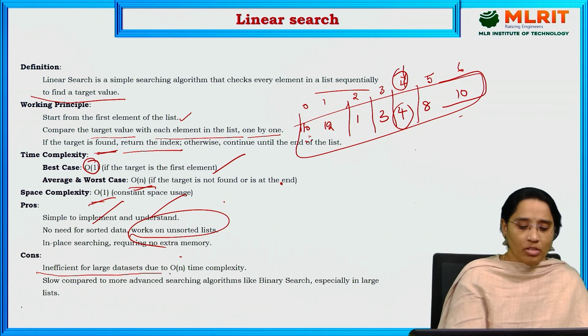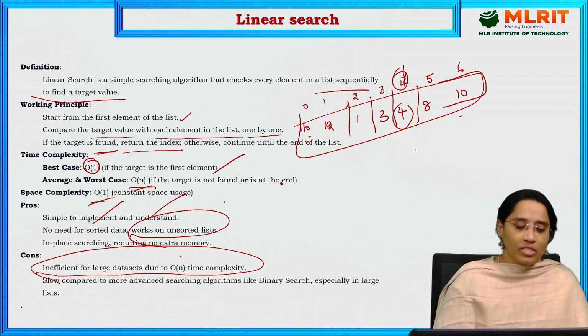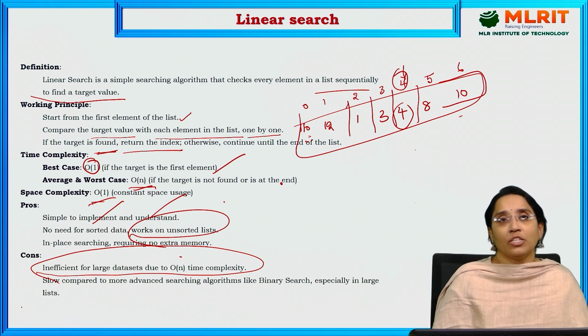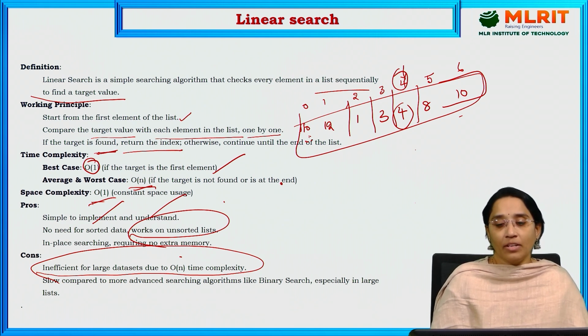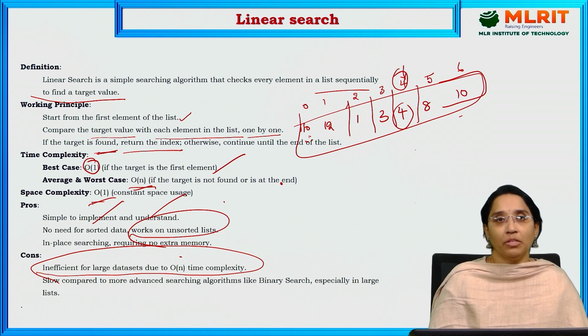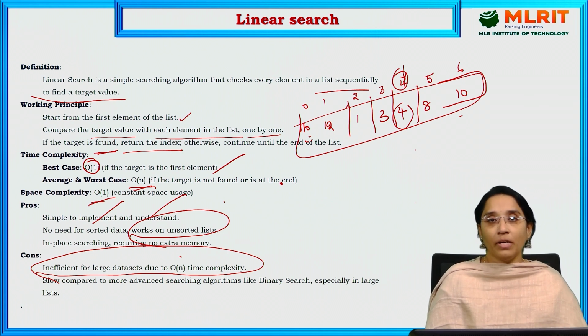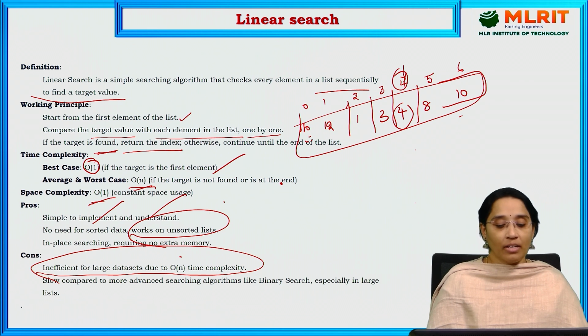Next, what are the disadvantages? It is inefficient for large data sets due to order of n time complexity. You have to search each and every element in the list. If the list contains 100 elements and your element is at position 98, you have to search until you reach 98.